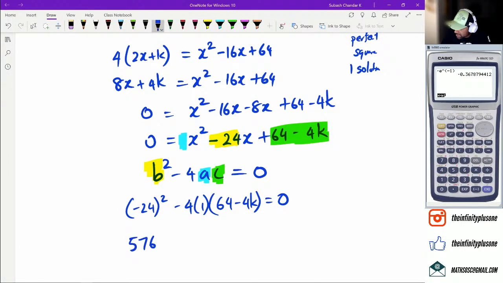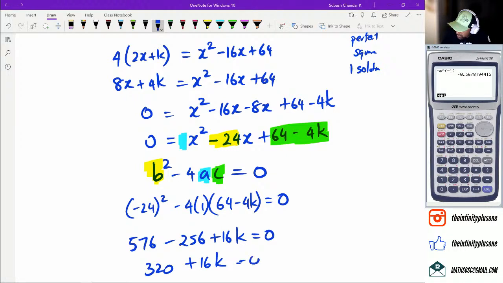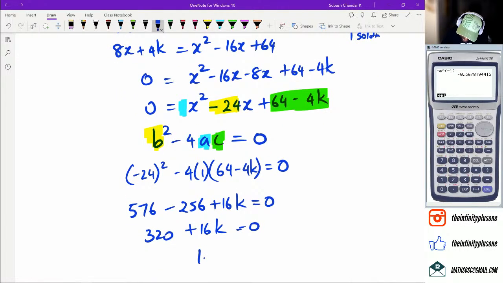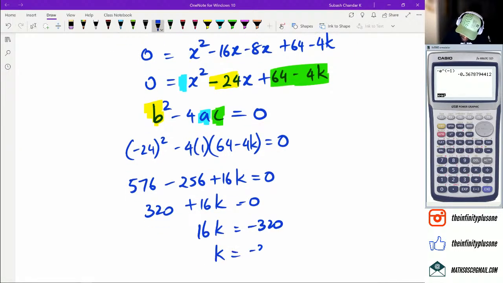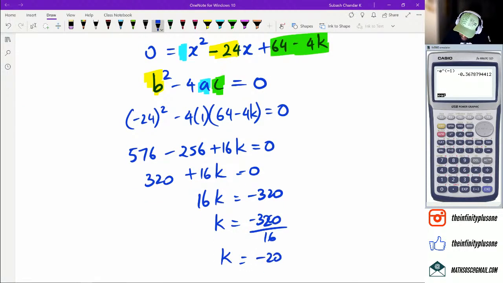Expanding it, we get 576 minus 256 plus 16k equals 0. So you get 320 plus 16k equals 0. So 16k equals minus 320, and k equals minus 320 divided by 16, which gives you negative 20. Yep, that's pretty much how you do this question, guys.